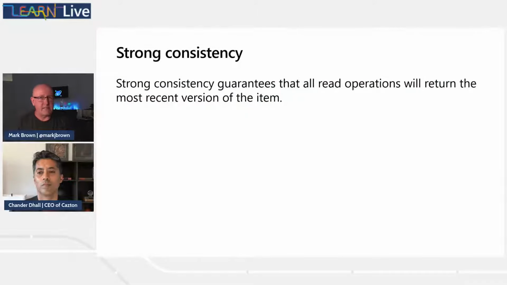So the effect of this is that when you use strong consistency, your latency is impacted if you have additional regions, and that latency will change depending on the distance to those regions. Okay, so that is strong consistency.